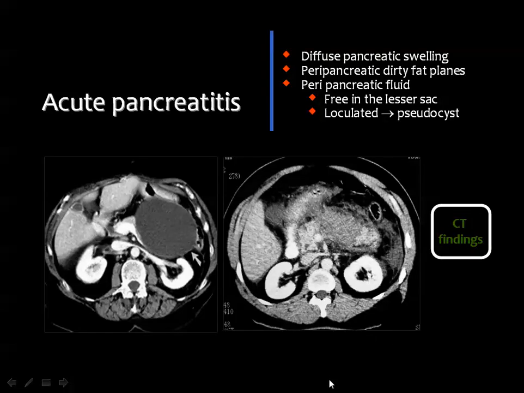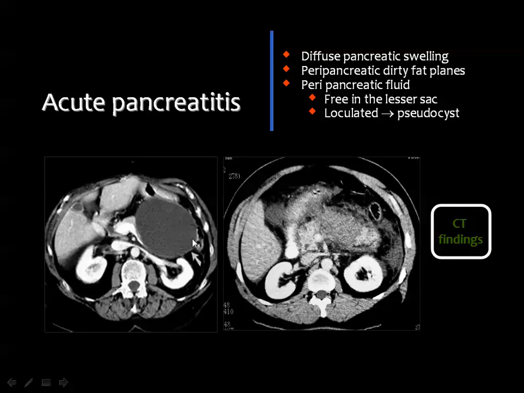Then accumulation of the fluid may be diffuse, as in this case, and you see the inflammation of the pancreas, which is swollen and heterogeneously enhanced, and these areas in the pancreatic tissue which are not enhancing as much as the head, for example, mean that these areas are more or less ischemic or passing into necrosis, what we call necrotizing pancreatitis.